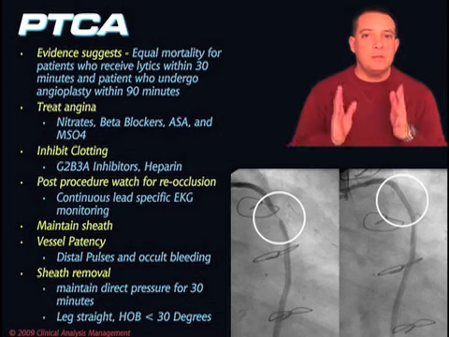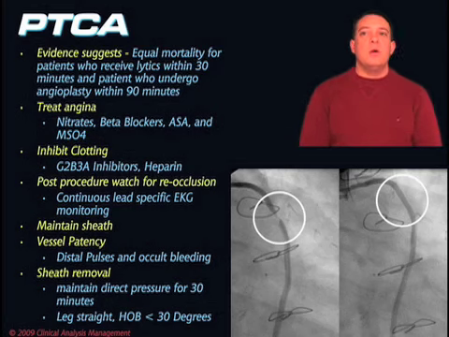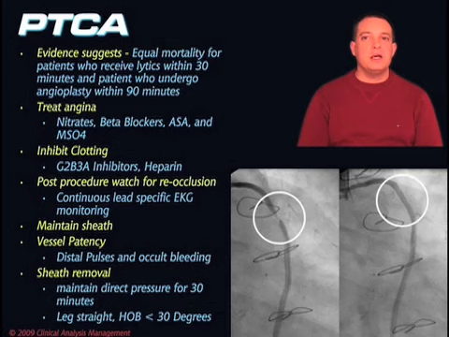Now in most places, the big focus for STEMIs is on taking them straight to the cath lab and only giving the fibrinolytics if the patient cannot meet the 90-minute window for PTCA. So, what do we do if we're actually taking care of somebody who's had a PTCA or somebody who's getting a PTCA? Well, when we're talking about angina, remember that we're going to treat our angina the same way. If the patient's having chest pain, then we're going to give that patient nitrates. We're going to give the patient beta blockers. If there's not any contraindications, we're going to give the patient aspirin, and we're going to give them morphine.